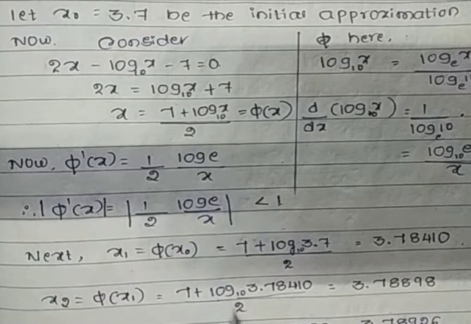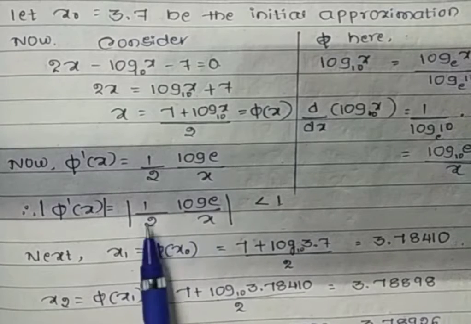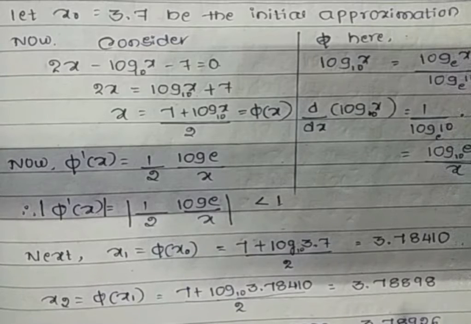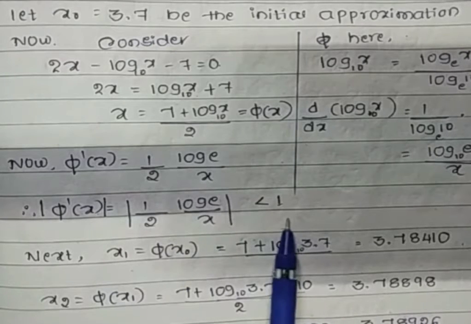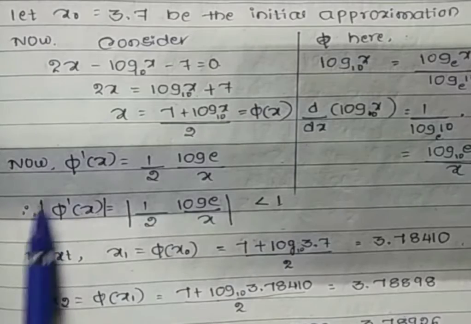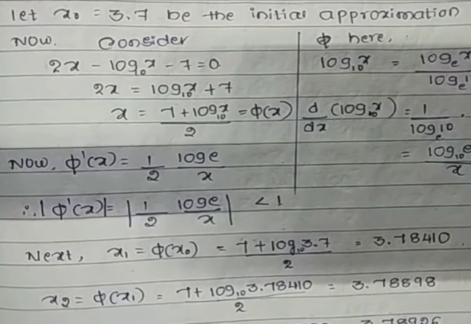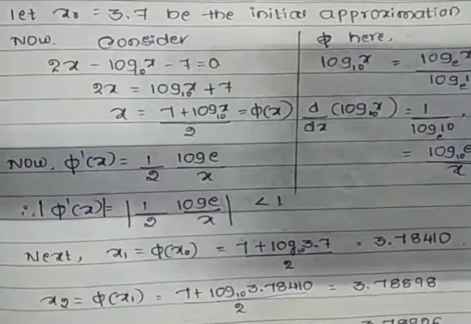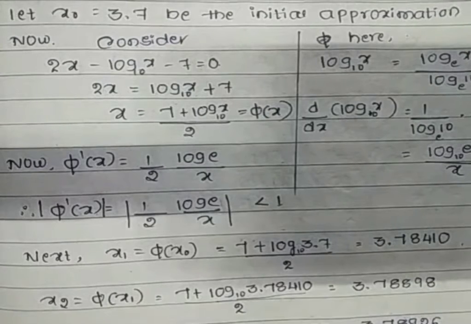The log e value is 0.4342. Then in the denominator we have 2 into 3.7. So if we divide, obviously we'll get 0.00 something, which is less than 1. So here phi dash of x is less than 1. Then the root converges. So directly we have to proceed for calculation of x1, x2, x3, x4 and so on.